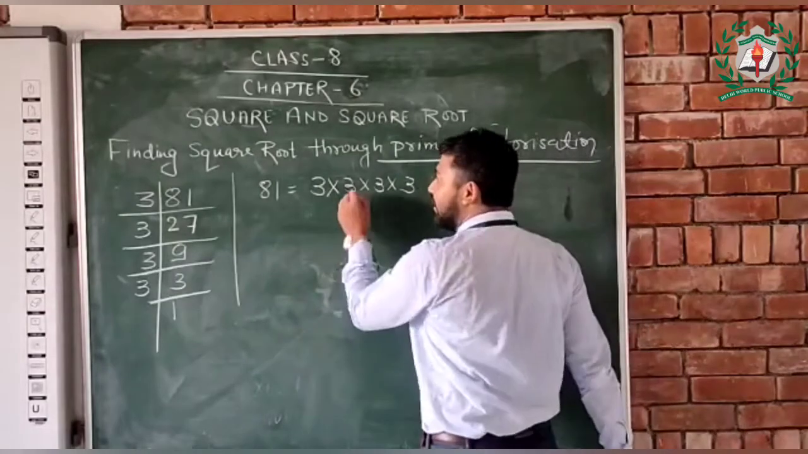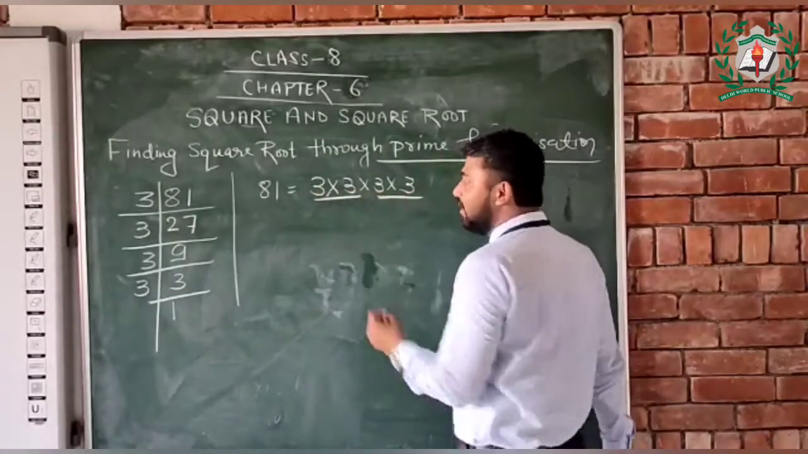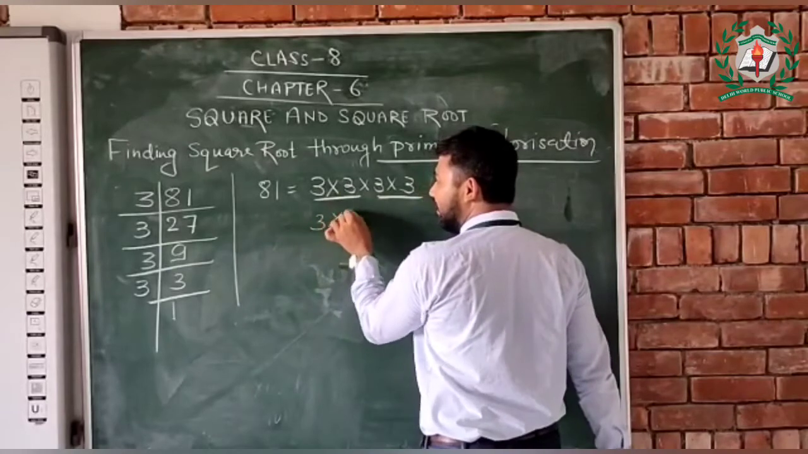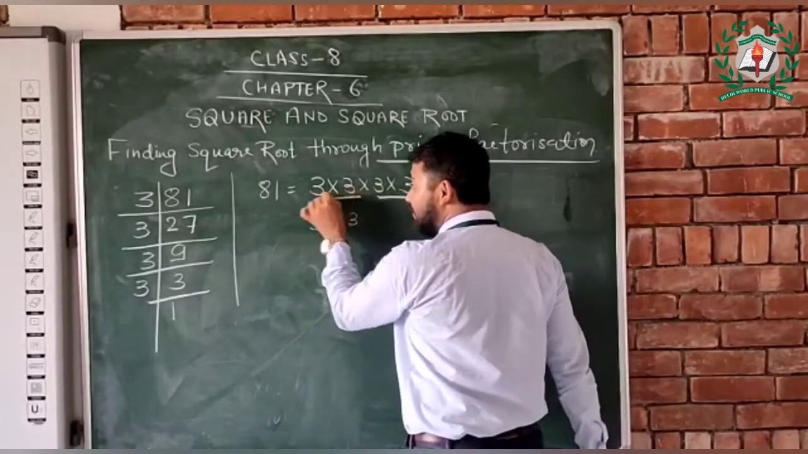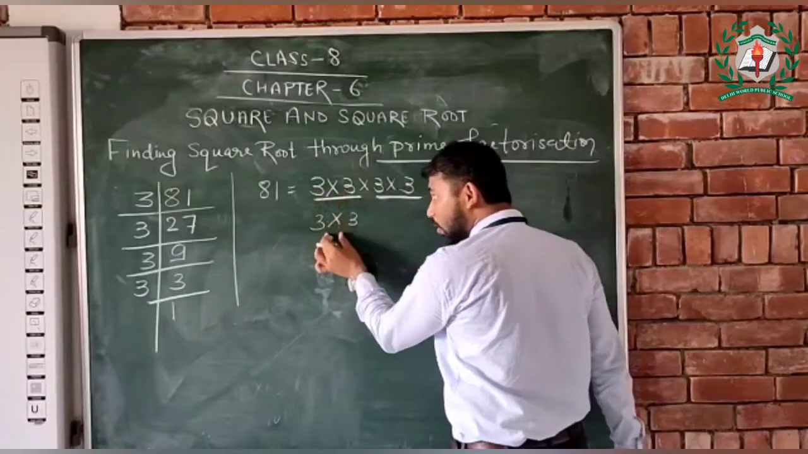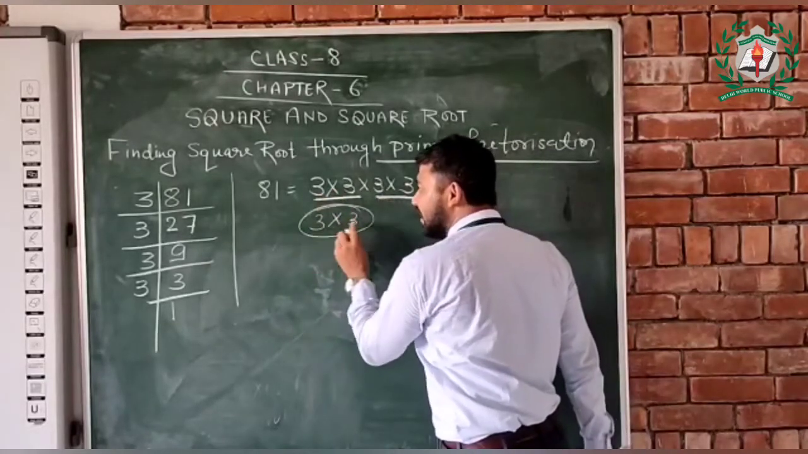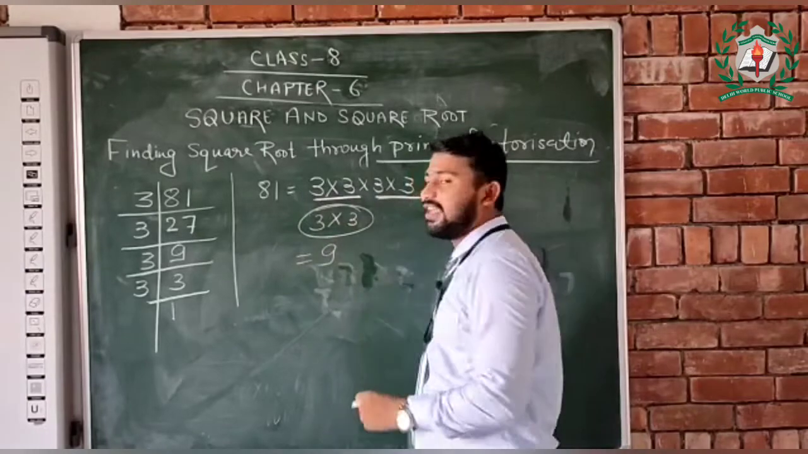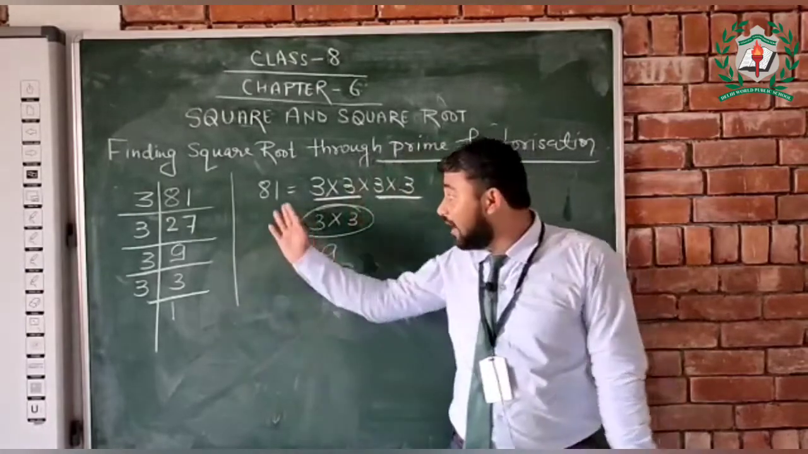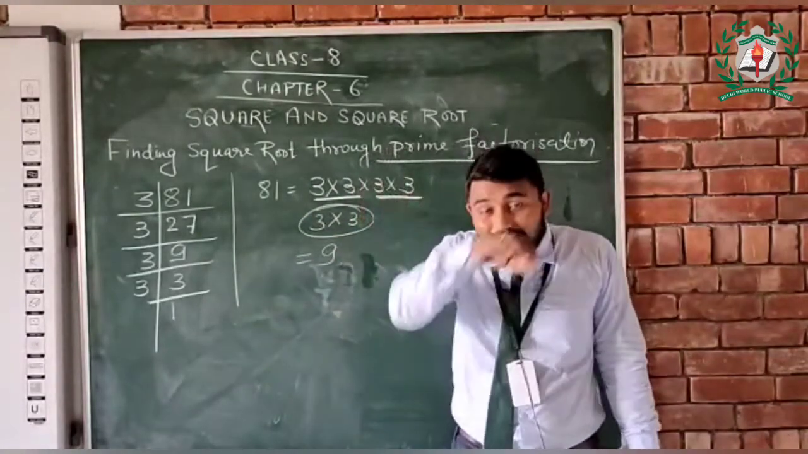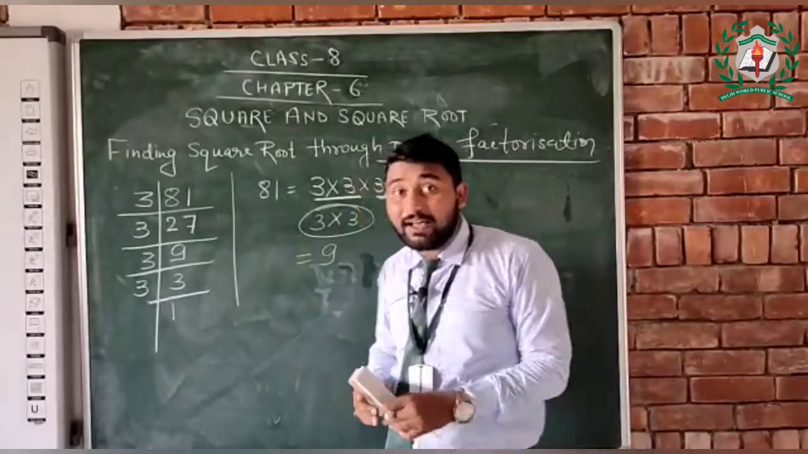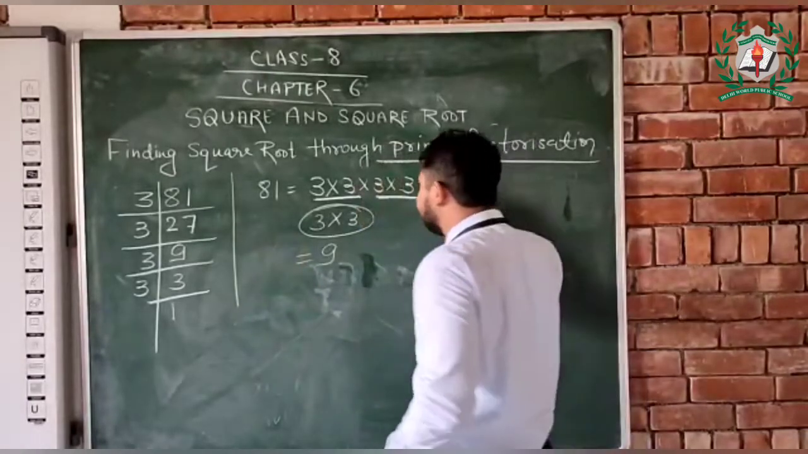Make pairs of 3: one pair and two pairs. If you make pairs, take one 3 from each pair, because it is a square. Taking one 3 from each pair, we get 3 into 3, that is 9. By prime factorization, the square root of 81 is 9. You know how to do factorization. Let's take one more example.